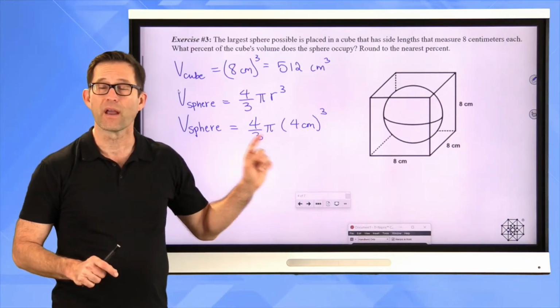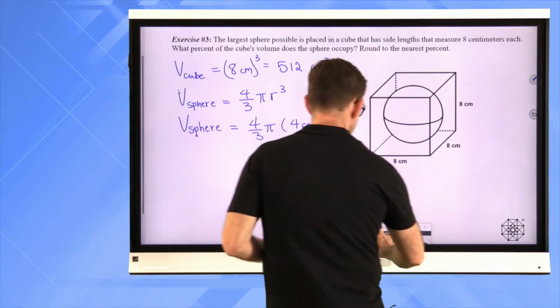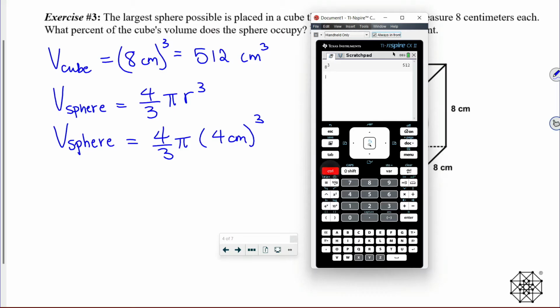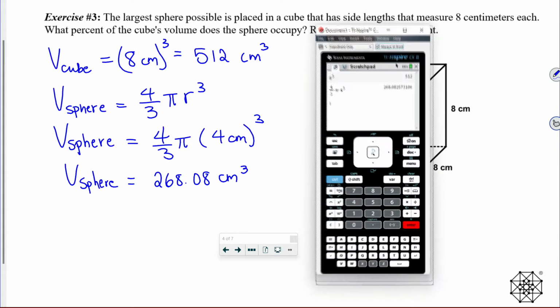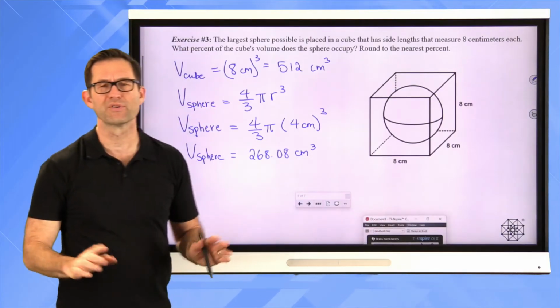Again, we need to be very careful when we substitute this in, but let's figure out what that volume is. Here we go, 4/3. Again, let's not forget the pi. I'm saying this more for myself than for you, because it would be easy for me to forget. There's my 4/3 pi r cubed. Hit enter, and the volume of the sphere is equal to 268, and I think we'll just do 0.08 cubic centimeters.